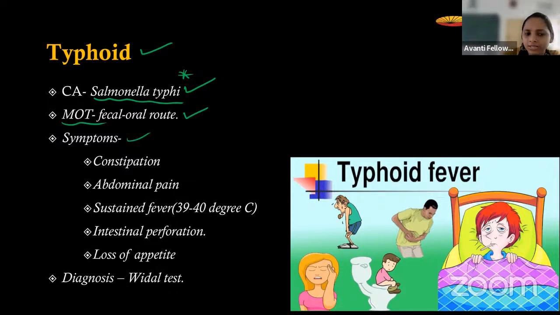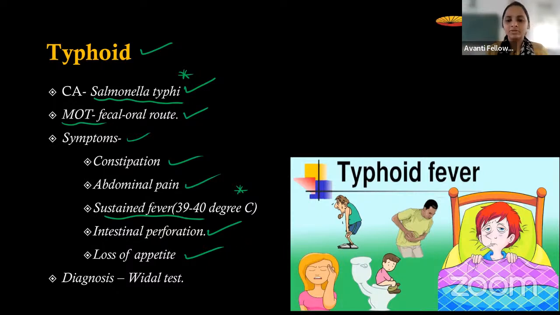Which are the symptoms here? Constipation, abdominal pain, and a sustained fever of 39 to 40 degrees Celsius. It is very, very important. Also intestinal perforation and loss of appetite. These are all symptoms of typhoid. A person having typhoid fever has a continuous fever of 39 to 40 degrees, along with intestinal perforation, constipation, and abdominal pain.